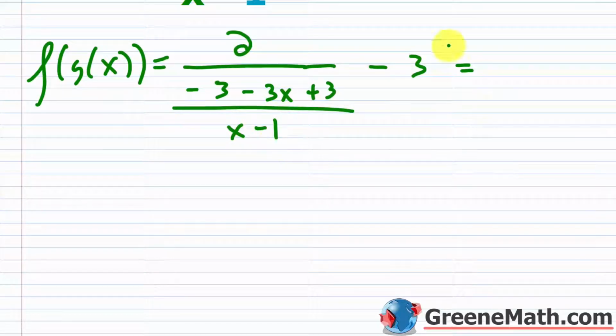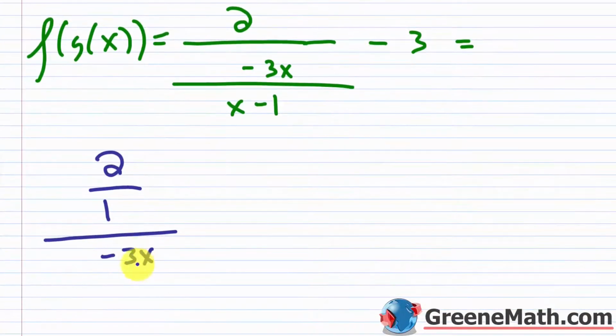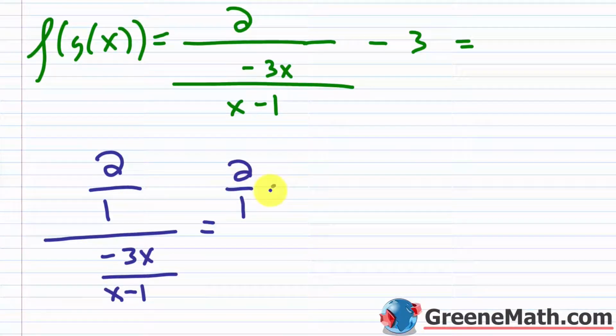Now, before we deal with anything over here, realize that you have a complex fraction here. So really what I can say is that I have 2 over 1 divided by, and if I simplify this, -3 plus 3, those are going to cancel, okay? So what I'd have is 2 over 1 divided by -3x over x minus 1. So this equals what? 2 over 1 times the reciprocal of this, which is x minus 1 over -3x.